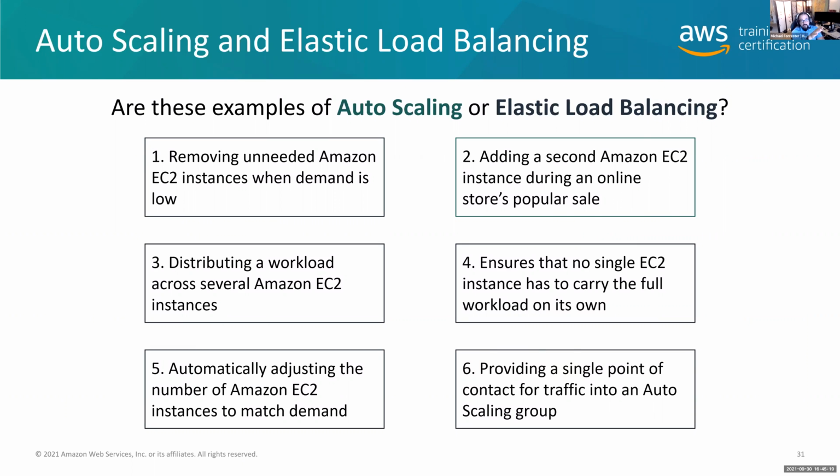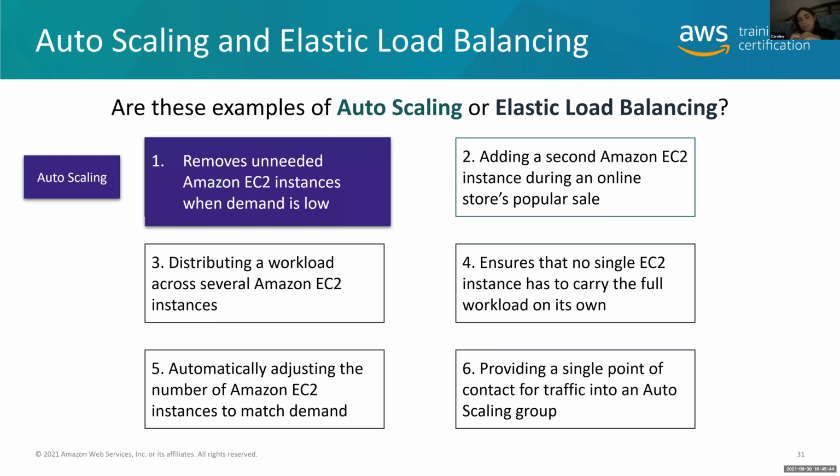So then here's the question. Here's a little knowledge check. Are these examples of auto scaling, like where you're going to add and remove virtual machines? Or is this an example of load balancing where you're distributing network traffic to the virtual machines? So number one is like removing unneeded Amazon EC2 instances when demand is low. Is that auto scaling or is that traffic distribution through ELBs? Auto scaling. Good. That's accurate because it is involving virtual machines, right?